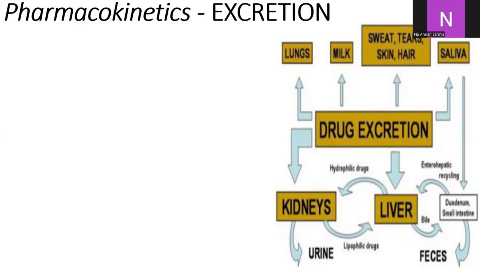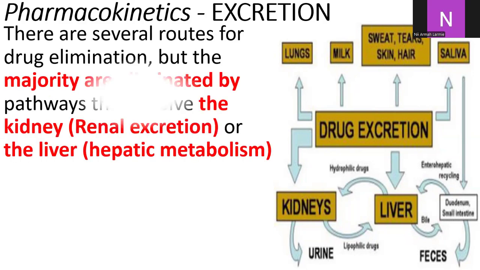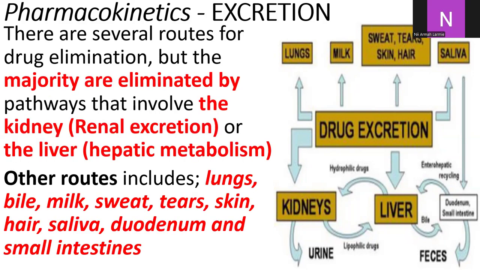So there are various routes by which our drugs can be eliminated. These routes are all important, but because the primary way of elimination, the majority of the drugs, will be through the renal or kidney system, we'll be focusing more on the kidney system. However, it's important to note that even though the kidney is doing the majority of the elimination, there are other parts of the body where elimination can occur.